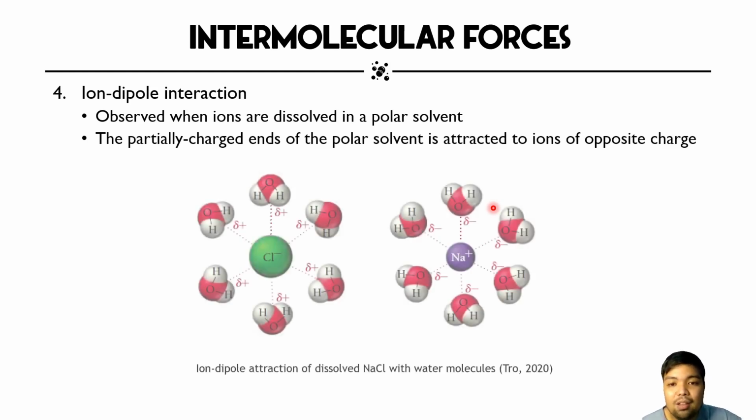So let's have the dissolution of your sodium chloride. So what happens here is that the water molecules in your ion will form some sort of a cage around your ions. So in this case, your sodium cation will attract the oxygen, specifically the partially negative portion of your water molecule, while your chloride anion will attract the partially positive end of your water molecule.